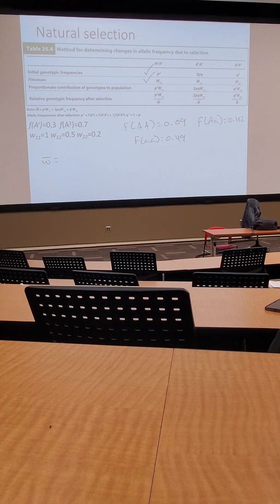So W bar is going to be 1 times 0.09 plus 0.5 times 0.42 plus 0.2 times 0.1. So these correspond to the 3 different columns: the fitness of the A1 heterozygote and its frequency, marching down. So that gives me W bar and gives me these guys. And then I just need to calculate the last one, the actual genotype frequencies when I take into account fitness across the whole population.